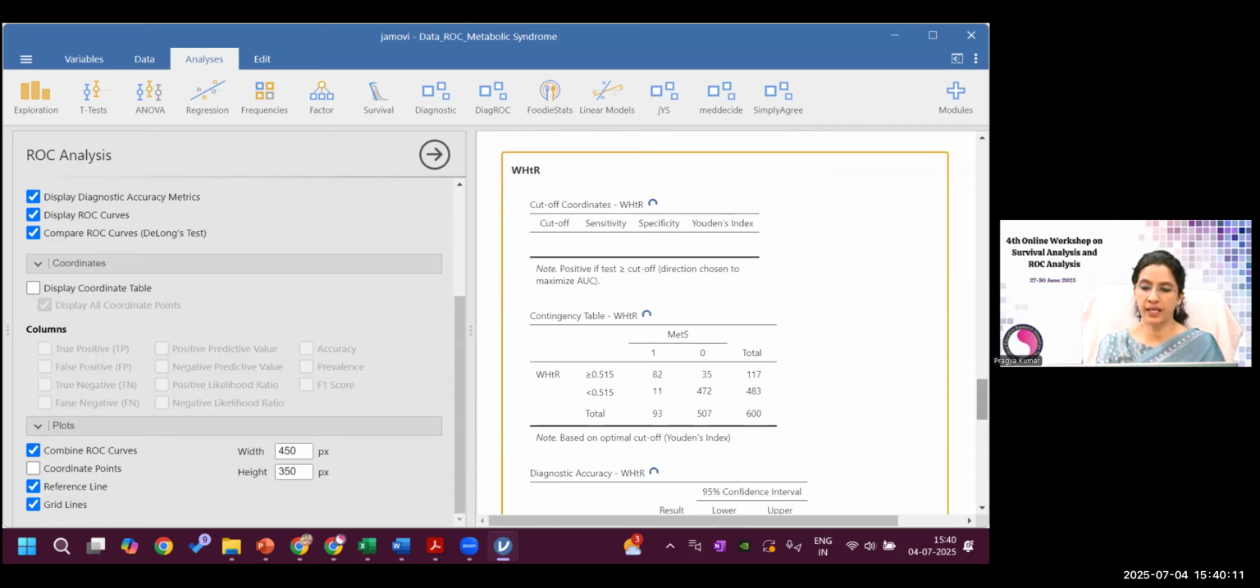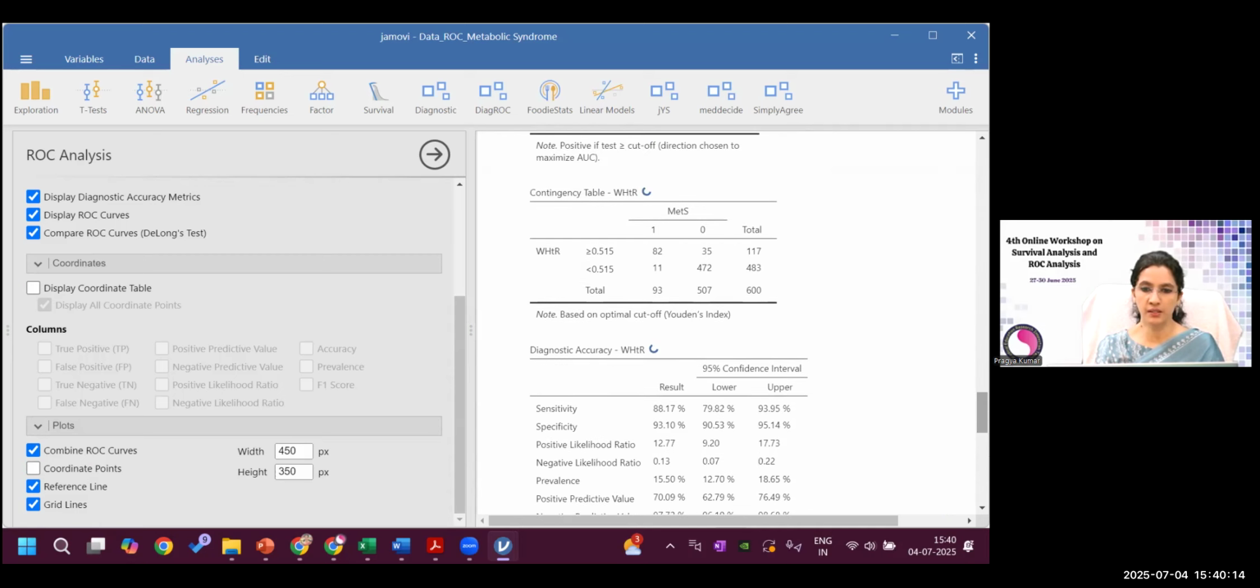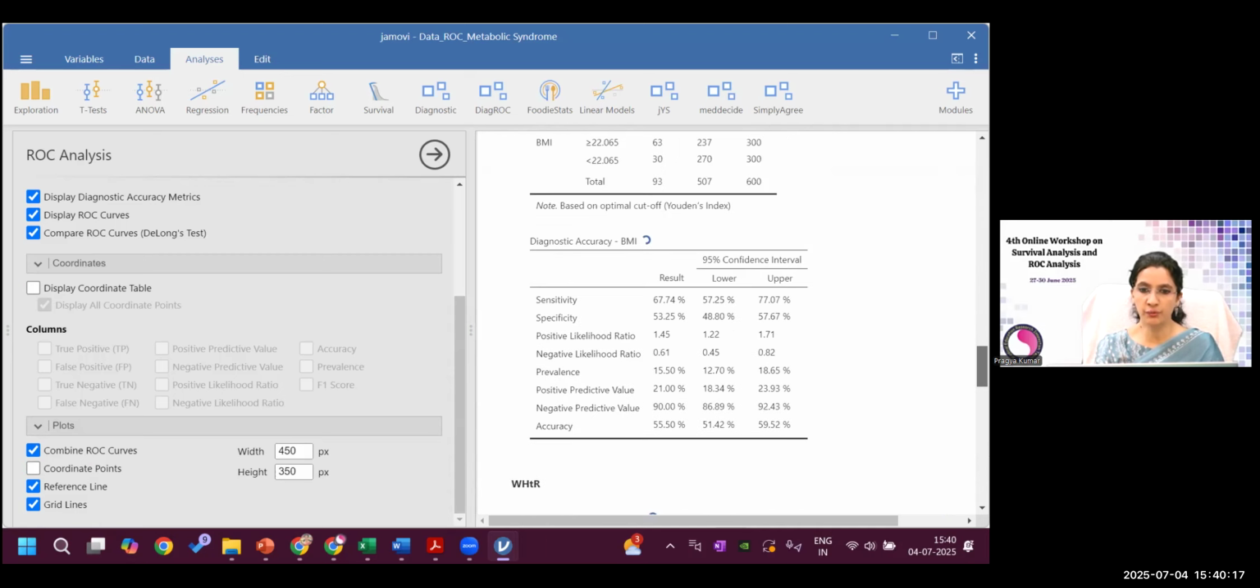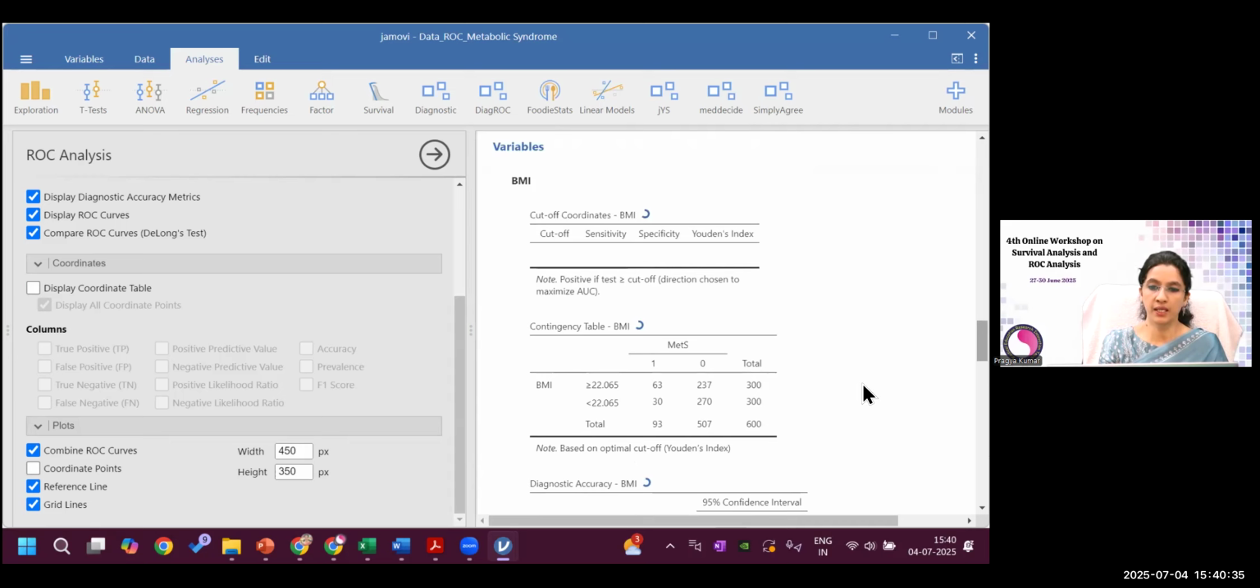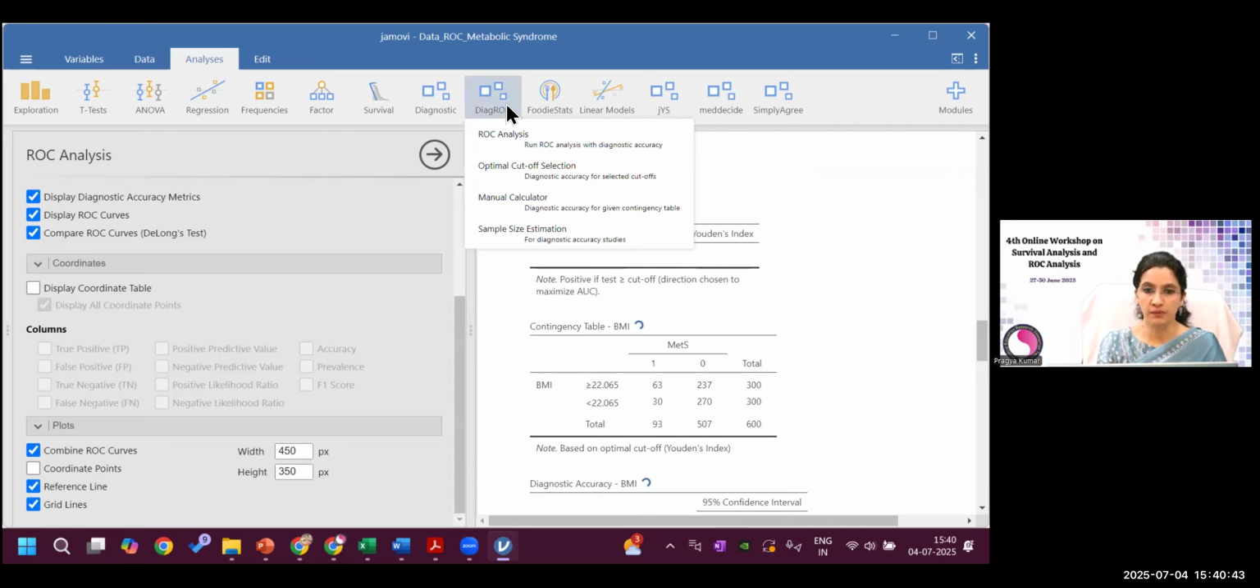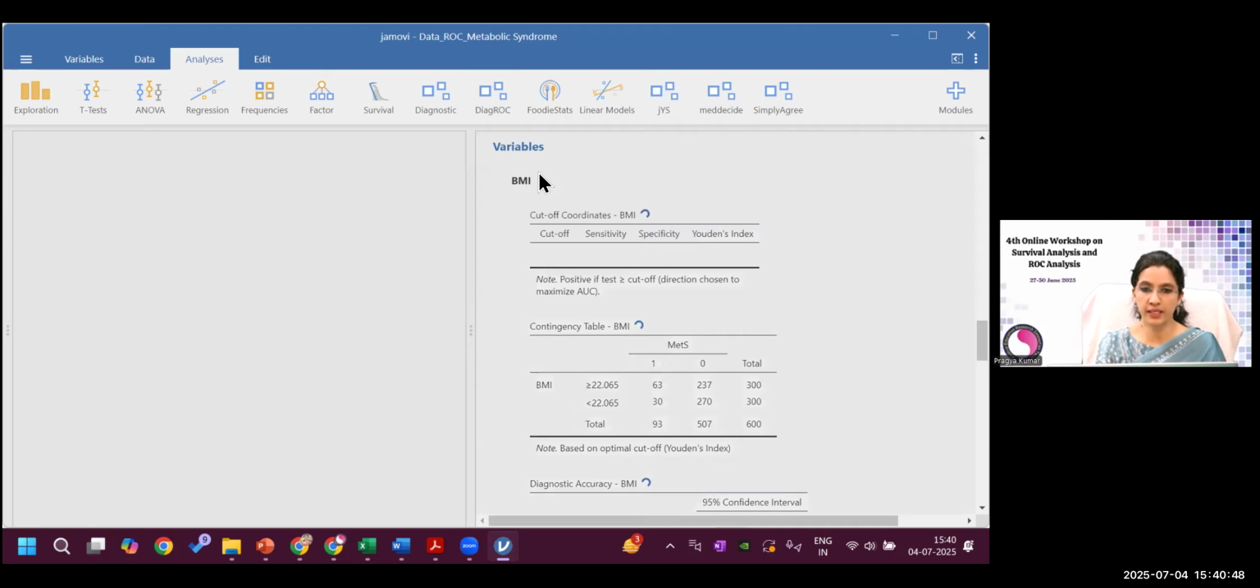Till the time it is coming, I will show you with another one. Here it is showing you the value of BMI as 22.065. So this 22.065 is the cutoff. And this is your 2 by 2 table: 63, 237, 30 and 270. This was for one. Now for Fagan's nomogram, I need to use another module, which is this one, optimal cutoff selection. So I will go for this second option.